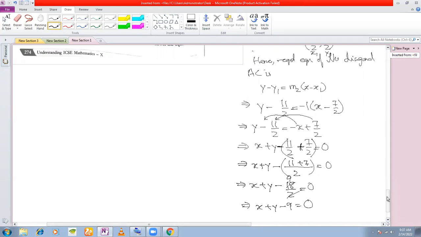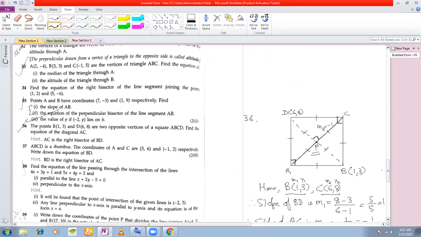So once you knew the coordinates of B and D, you found the equation of the diagonal AC. Just like the previous problem where we were finding the equation of the perpendicular bisector, because AC is the perpendicular bisector of BD. Okay, so I'll stop here.